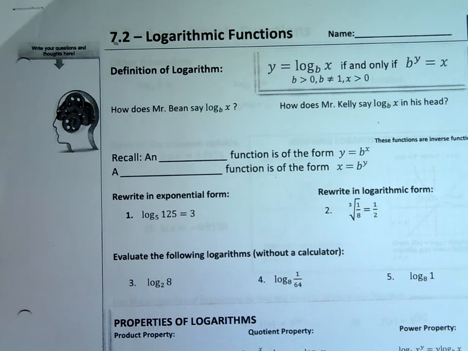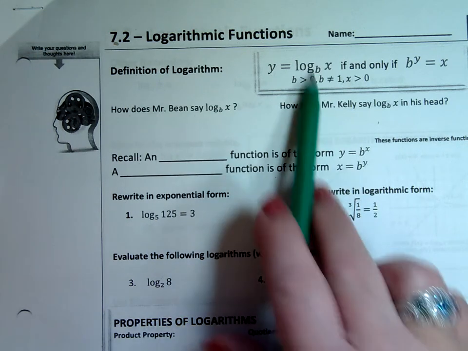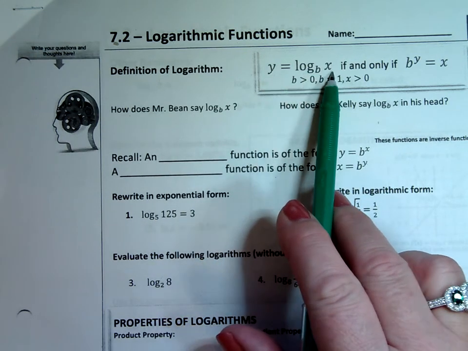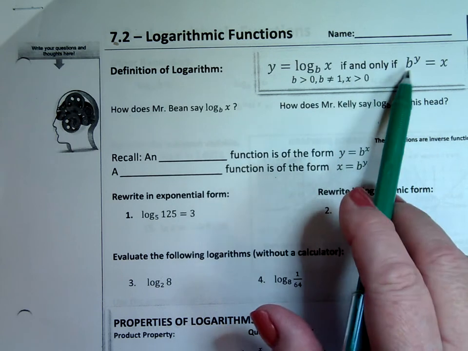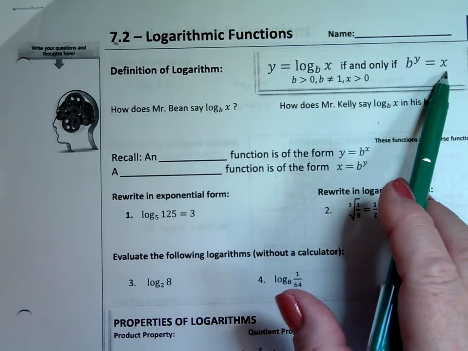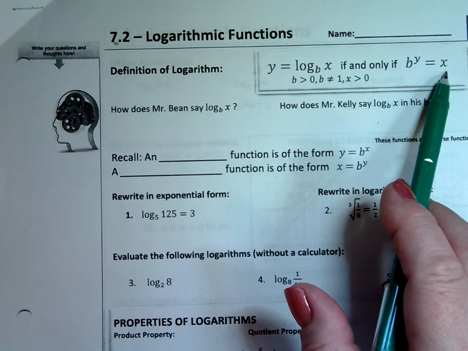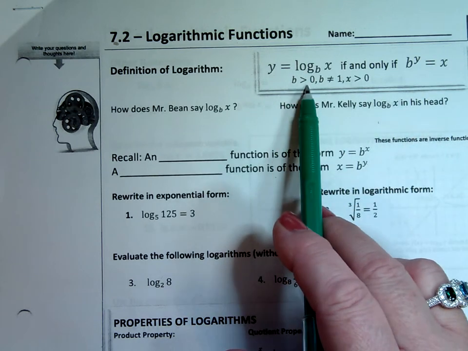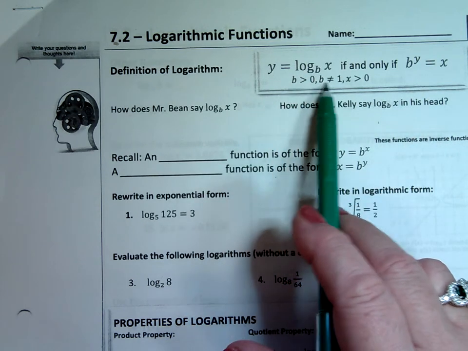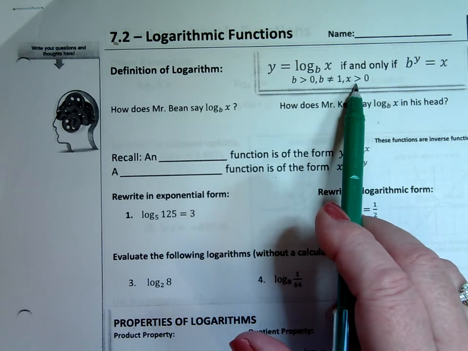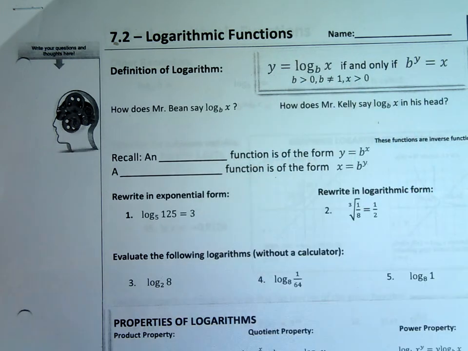All right, so what the heck is a logarithm? And there's a whole thing here that y equals the log base b of x if and only if b to the y equals x. So this is a conversion thing. There's a couple factors. B has to be bigger than 0, b can't be 1, and x has to be greater than 0 with all of these things.